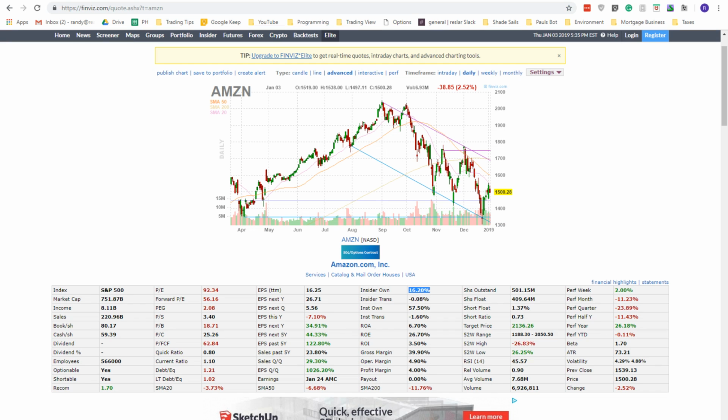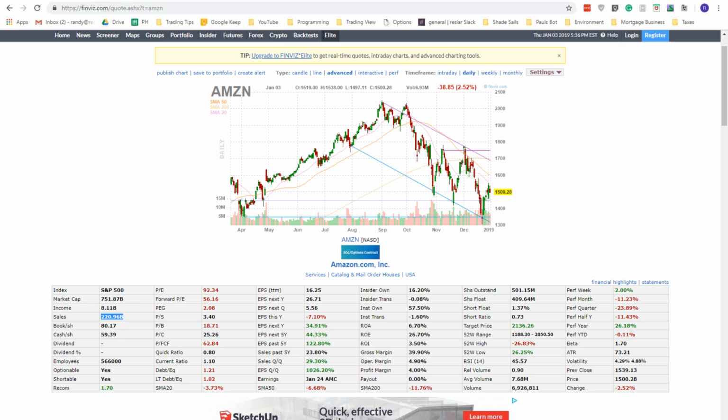So if we go back to Amazon, Amazon has income, or where's revenue? There's revenue on here somewhere. Oh, sales. $220 billion, $221 billion. That's how much sales or revenue that Amazon has.